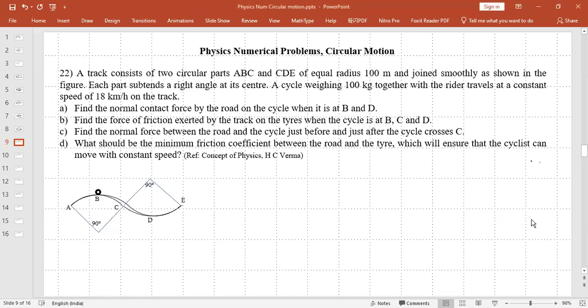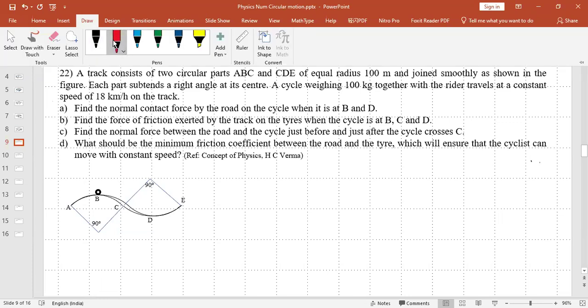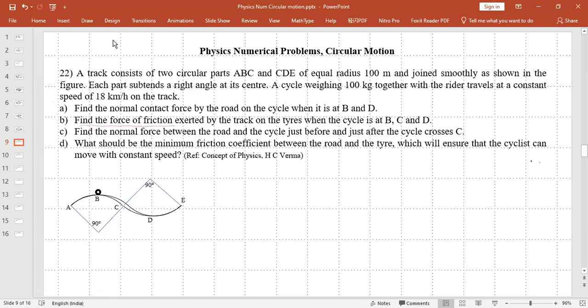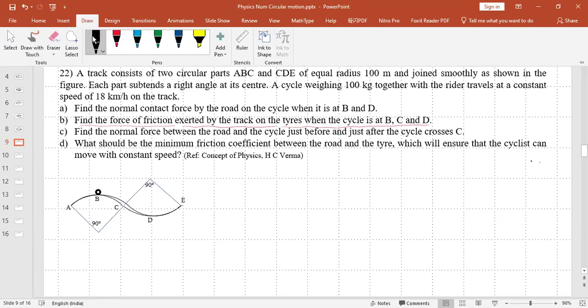In the next page, the question is question B. Question B is, find the force of friction exerted by the road on the tyres when the cycle is at B, C, or D. Let's try to answer this question.